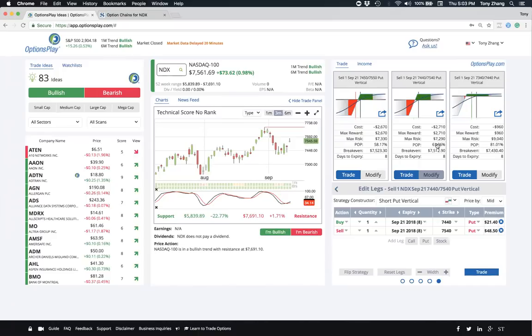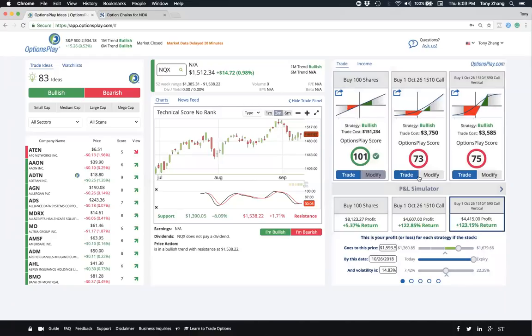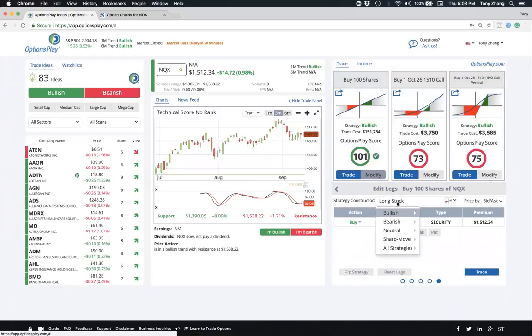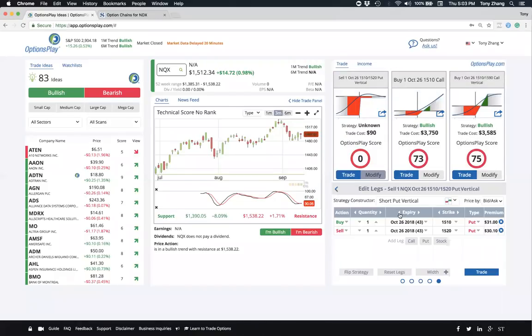So with that, I'm now going to flip this over to NQX for those of you who are interested in trading a smaller index value. Just to give you a quick snapshot, I'm going to set up 3 strategies as well. We're going to look at bullish. We're going to look at the short put vertical. I'm going to change this to the same September 21st expiration. And let's say I'm using a 20-point spread here. So I'm defining my opportunity to 20 points.